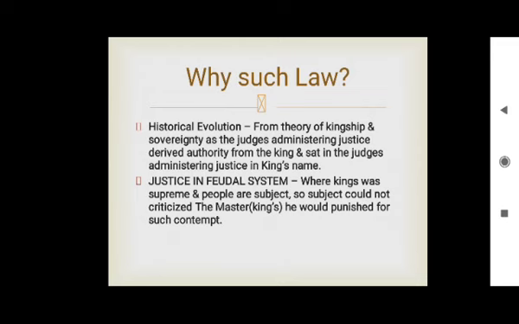If they criticized the master, for example, in a democracy, earlier, before democracy, we had kingship. In kingship, people were serving the king. While in democracy, the executive head is serving the people. So there's a basic difference, but still the power of contempt is withheld with the judiciary. It is similar to that, where the king was supreme and people were subjects. So a subject could not criticize the master. If he does so, he will be punished for contempt.